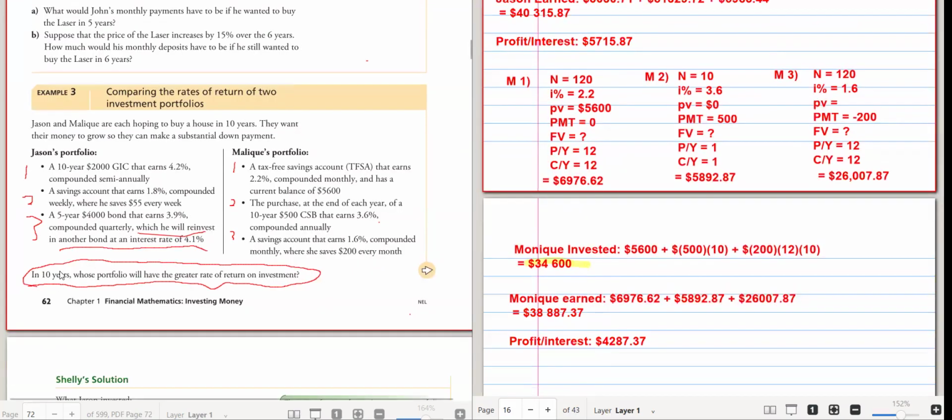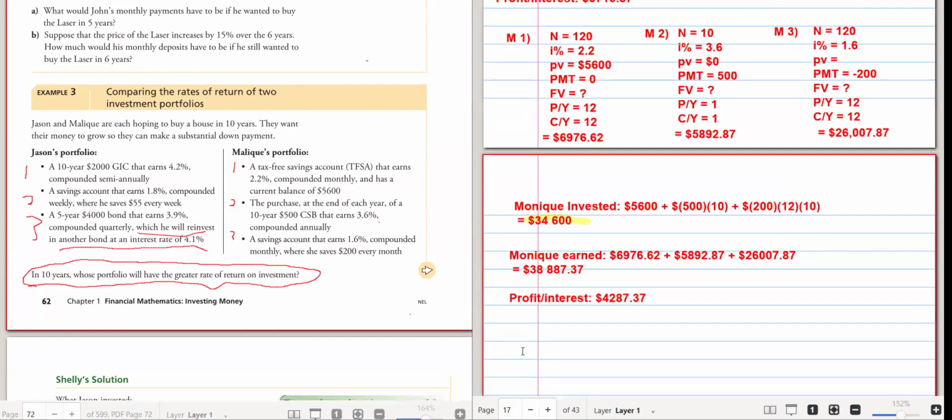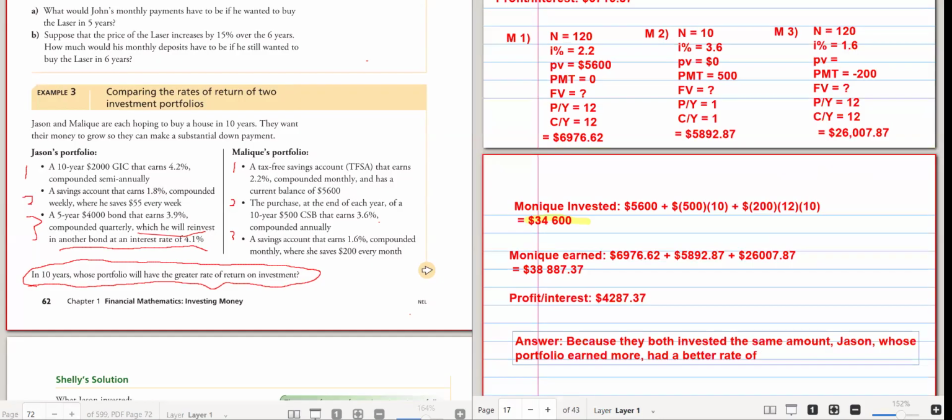So the question here asks us, after 10 years, whose portfolio will have the greatest value or greatest rate of return? Well, the answer here, simply put, because they both invested the same amount, is Jason, whose portfolio earned more, gained more, and had a better rate of return. So that's the answer there.